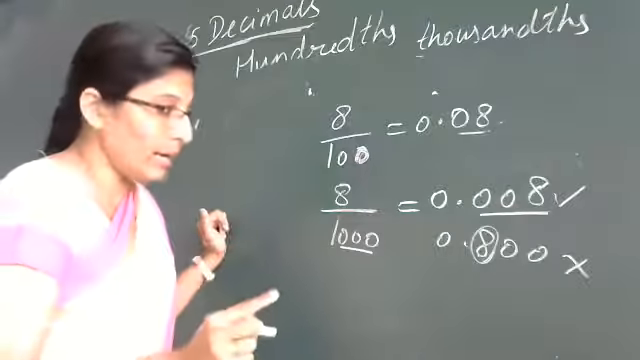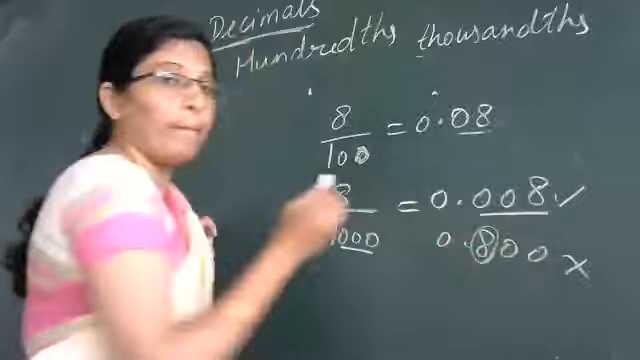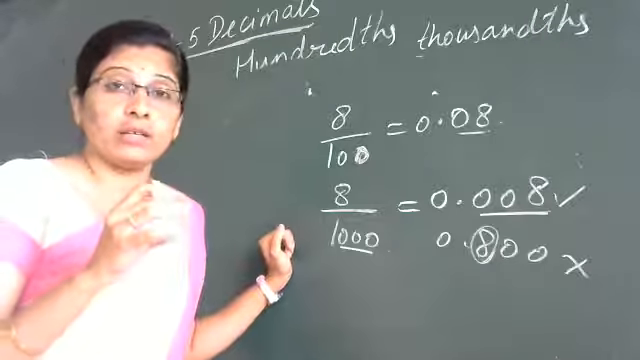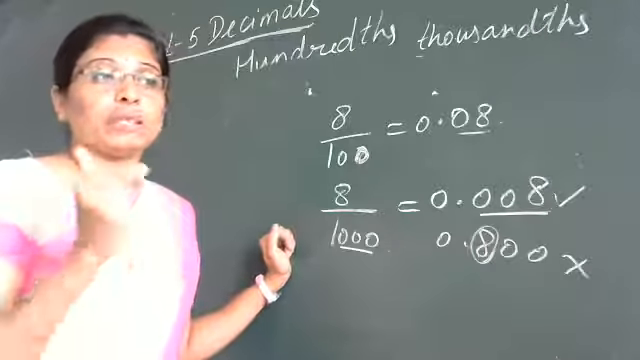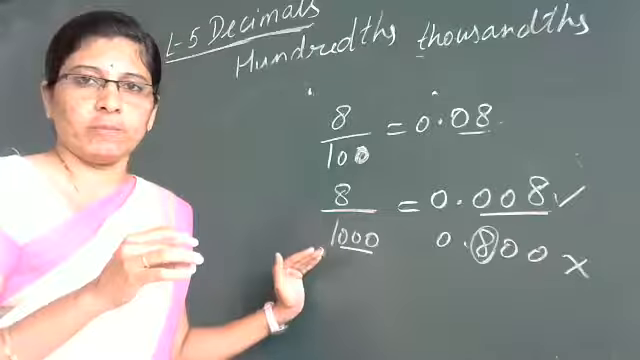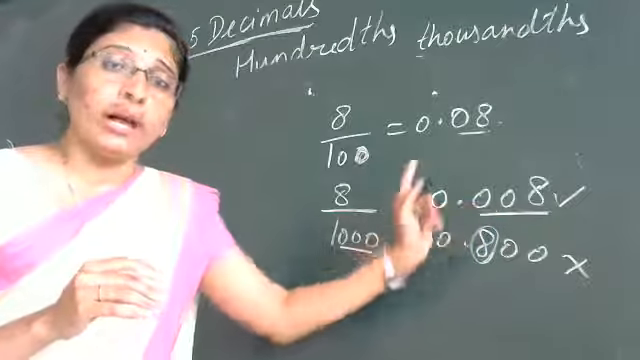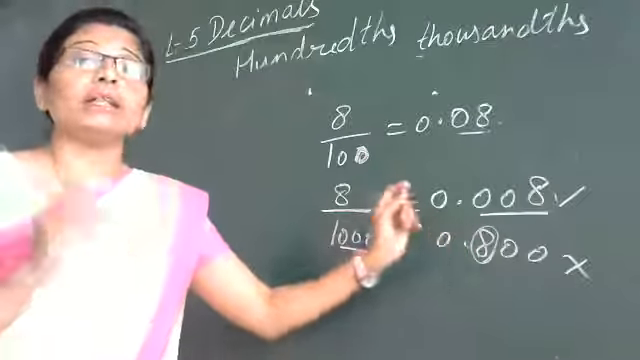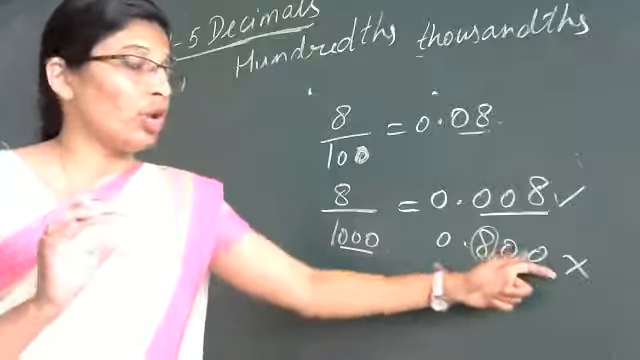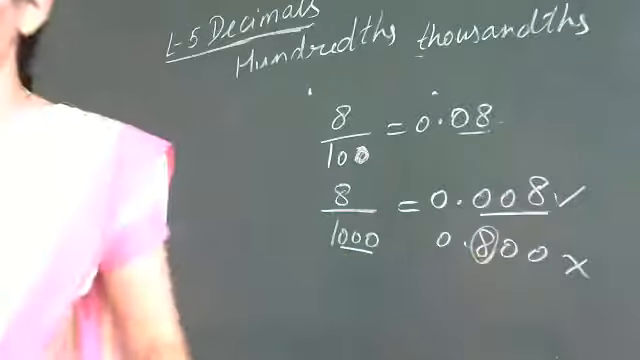So in decimals, comparing and ordering of decimals depends on the places. Tenth place, hundredth place, thousandth place. Places are important in decimals. And the zeros, if we put 0 in front, then the value of the place will change. But if we put the 0 on the back side, the value will not change. Okay, this I'll tell you how.